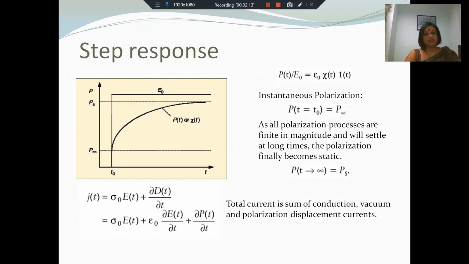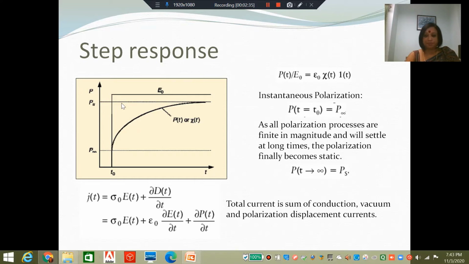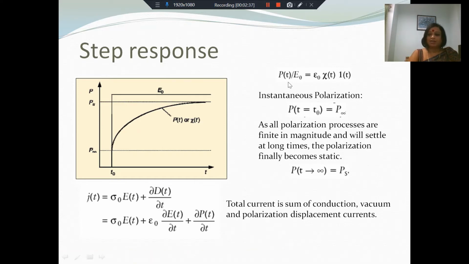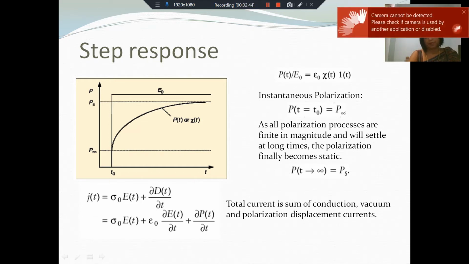Before we do that, let us look at the polarization mechanisms briefly. We have indeed talked about polarization mechanisms when we talked about dielectric properties. Let us again look at how a material behaves when it is polarized. Now let us look at the step response of a dielectric material. So I apply a step voltage, a DC voltage across the material. When I do that, I would have a current that is flowing through the material.